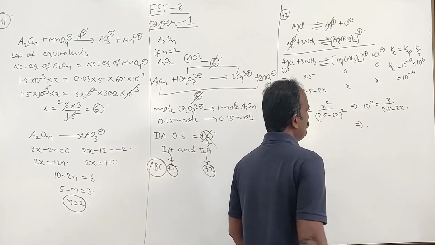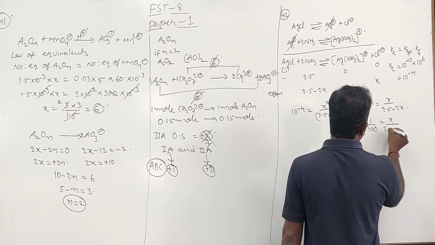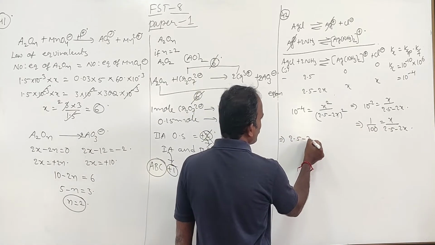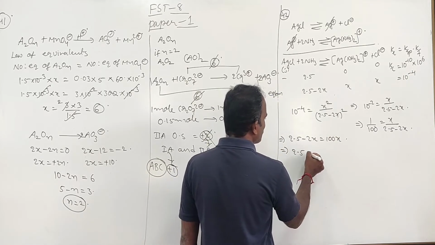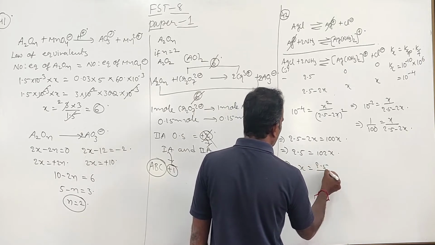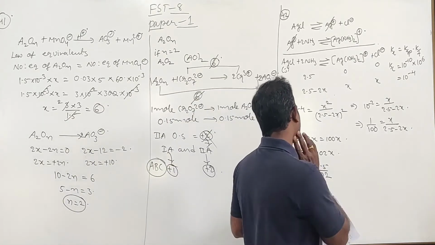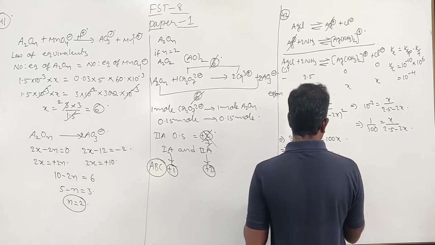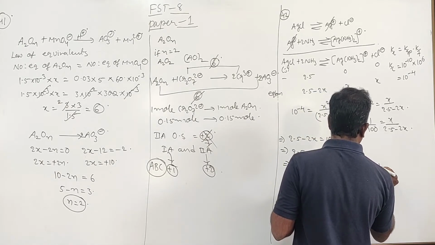which implies that 1 divided by 100 is equal to x divided by 2.5 minus 2x, which implies that 2.5 minus 2x is equal to 100x, which implies that 2.5 is equal to 102x, which implies that x is equal to 2.5 divided by 102. This value will come around 0.025. So the 0.025 approximately moles per liter or molar.